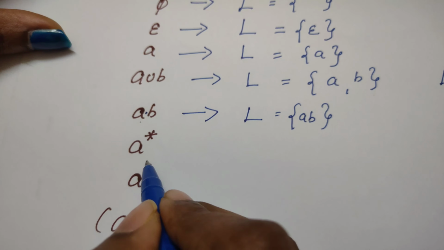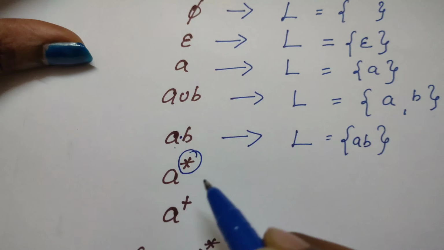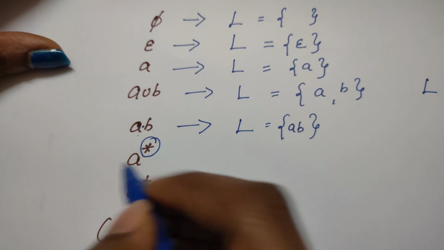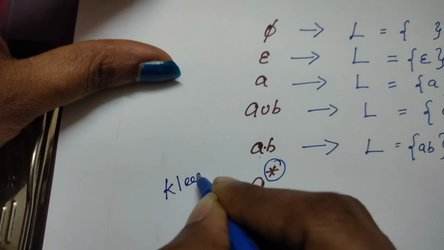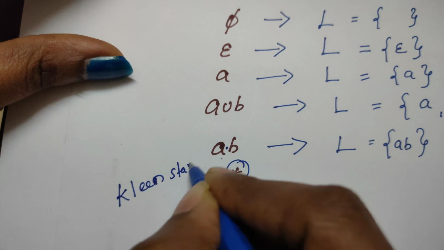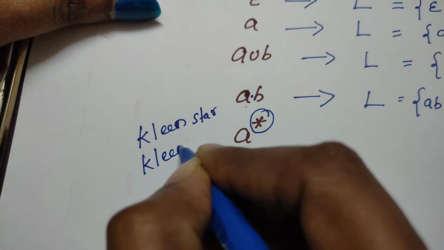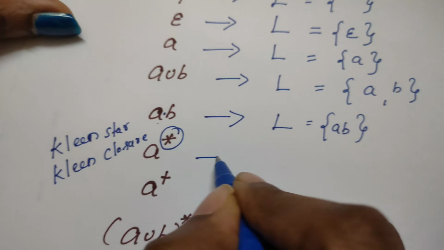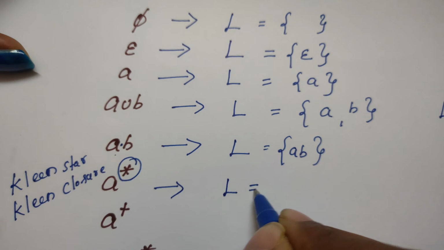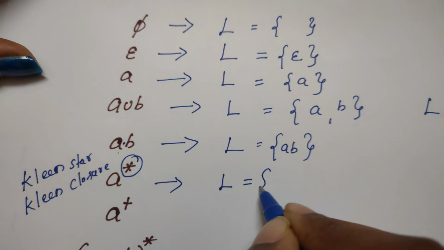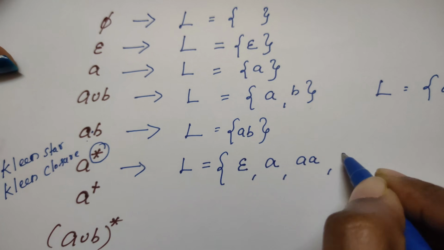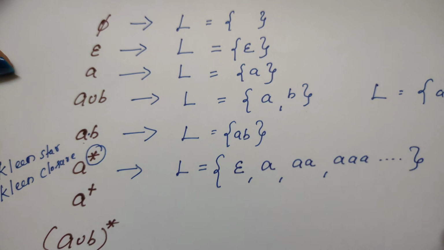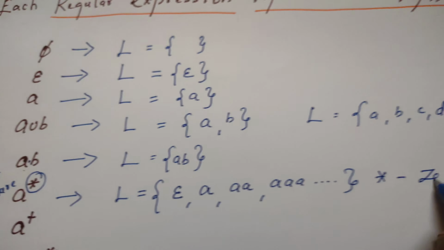Now let us see what is A star. The star operator, I already told you the meaning as 0 or more. The star operator is otherwise known as Kleene star or Kleene closure operator. Kleene is the name of the scientist. This operator is named after this person. So what is A star? The language contains 0 A's, 1 A, 3 A's means write A 3 times, etc. The star means 0 or more.